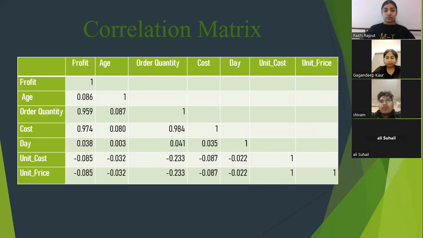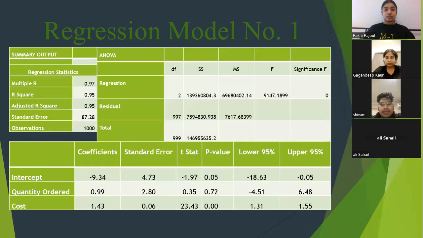For model 2, we need an extra variable based on the correlation matrix among the remaining three variables. The correlation of age with profit is 0.1, approximately the highest one. So we will include the third variable, age, in model 2. Now next, Rakis will explain.